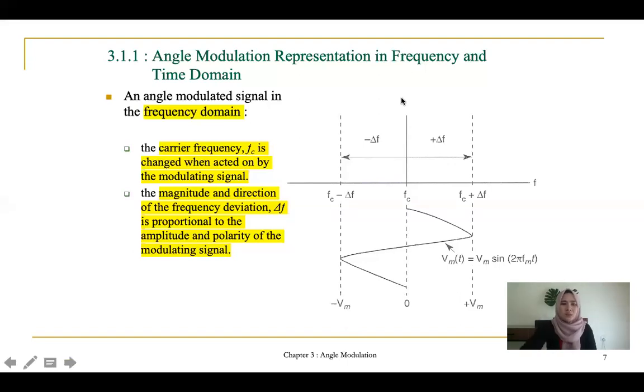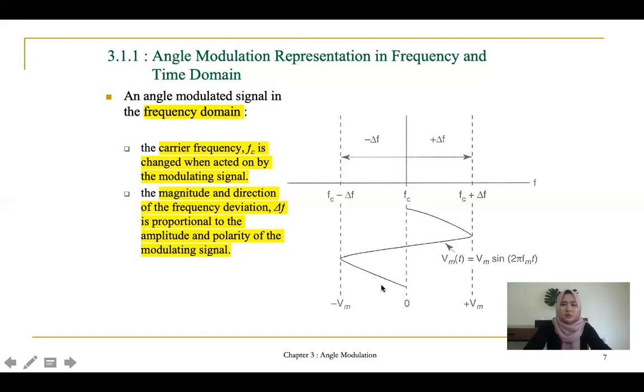Stated here, the carrier frequency Fc changes when acted on by the modulating signal, and the magnitude and direction of the frequency deviation delta F is proportional to the amplitude and polarity of the modulating signal. So if you look at here, this is your modulating signal, and this is the amplitude.